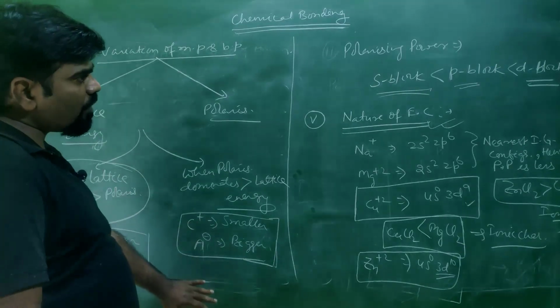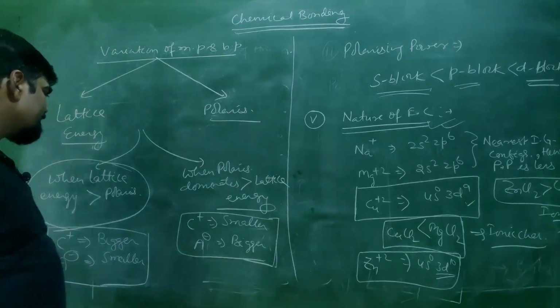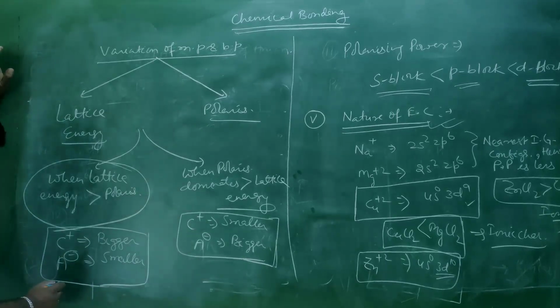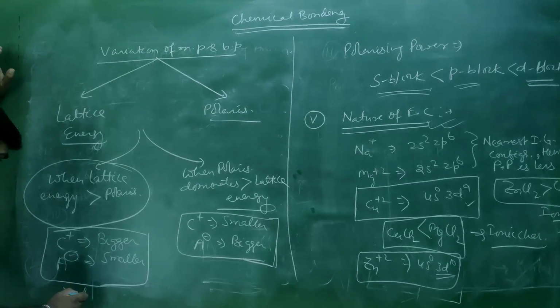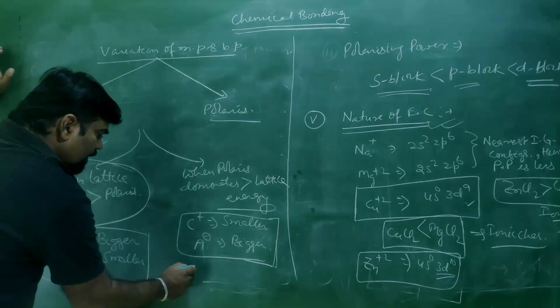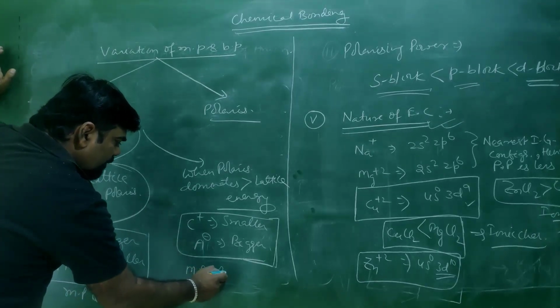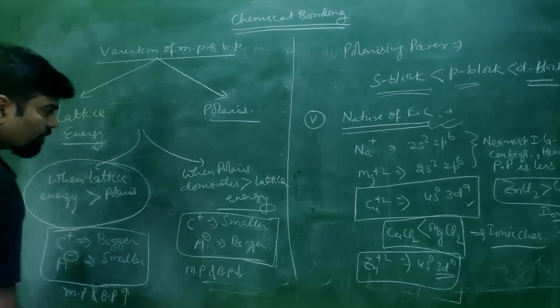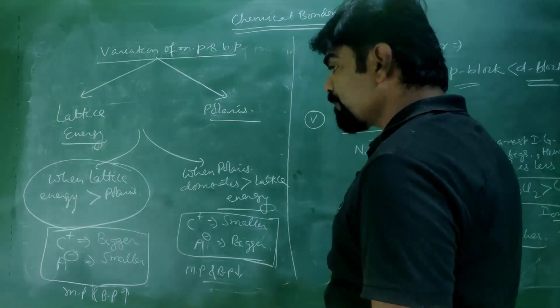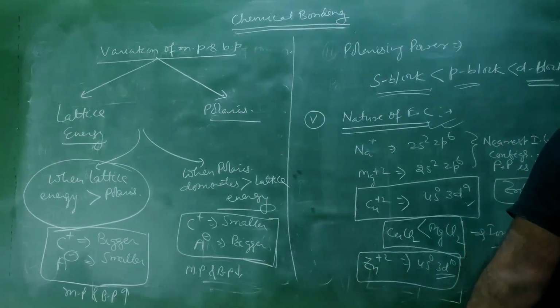When polarization dominates, their melting and boiling point decreases. When lattice energy dominates, melting and boiling point increases. So in this case melting point and boiling point increase, and in this case melting point and boiling point decrease.